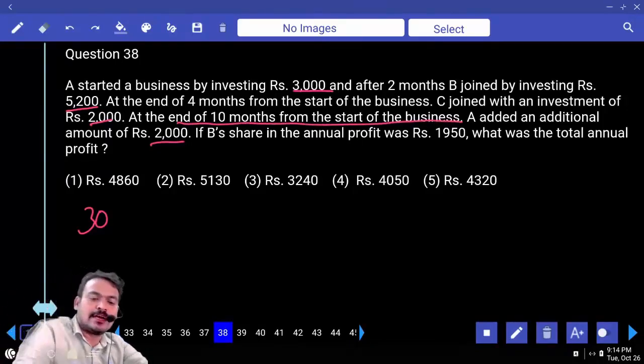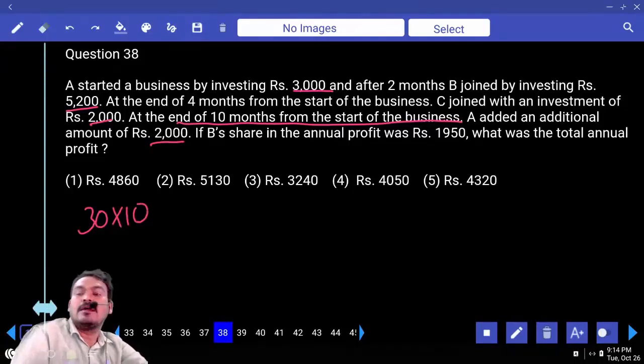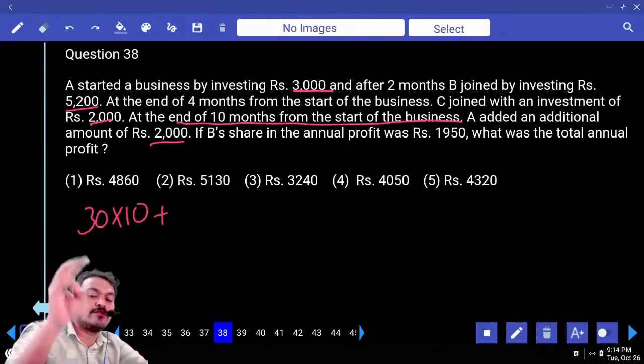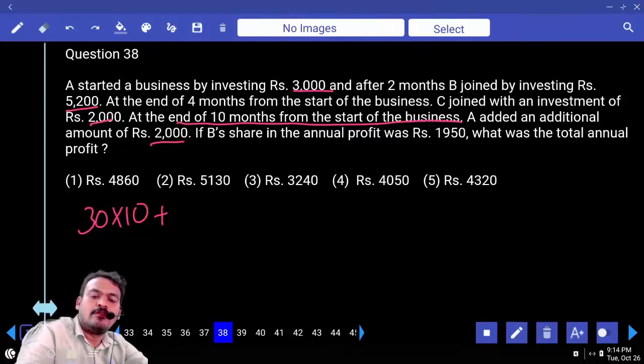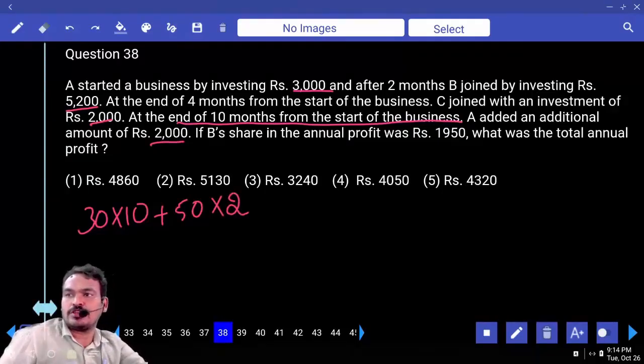2,000. So 30 parts are used for 10 months. After 10 months, how much value is added? 20. 30 plus 20 is 50. That 50 is used for how many months? 2 months. That is A's share.